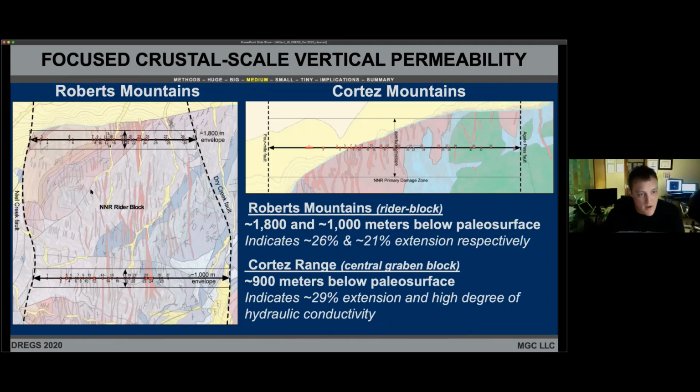In the Roberts Mountains, that is in the rider block, we almost have 26 to 21% extension occurring in a very discrete block across the rift. Same thing in the Cortez Range. This is more or less the whole central graben in the basin there, and we have about 30% extension in the immediate subsurface.